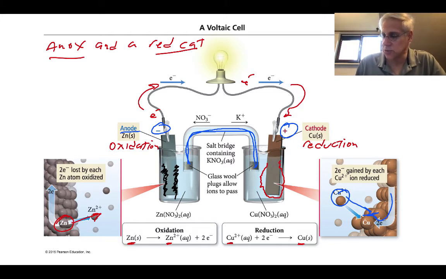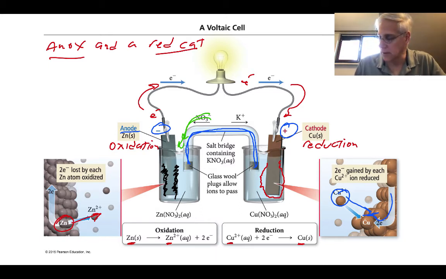And so if we look at the solution over here on the left, our zinc solution, as the reaction proceeds, we are pumping zinc 2+ ions into that solution. So we are increasing the amount of positive charge in the solution. All solutions have to be neutral. And so what the salt bridge does is it starts dumping negative ions into that solution. So that for every zinc ion that gets oxidized and put into the solution, the salt bridge pumps 2 nitrate ions into that solution as well to maintain charge neutrality.